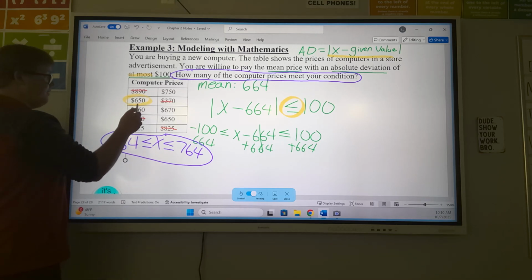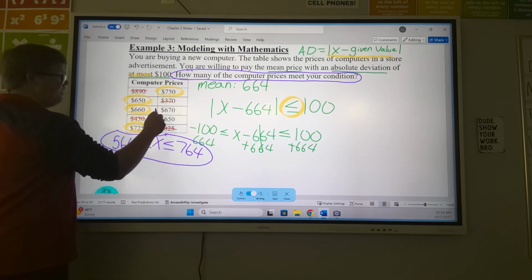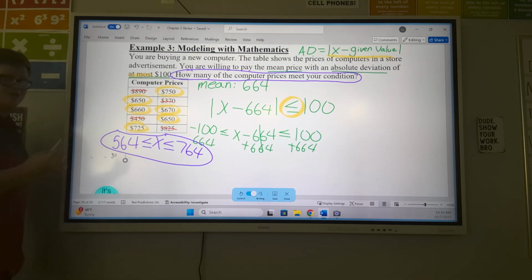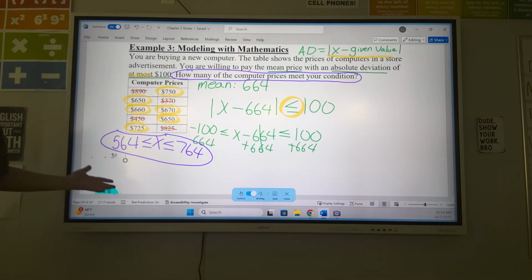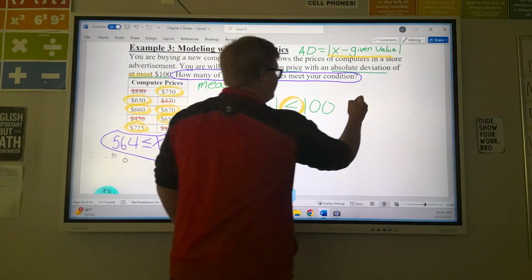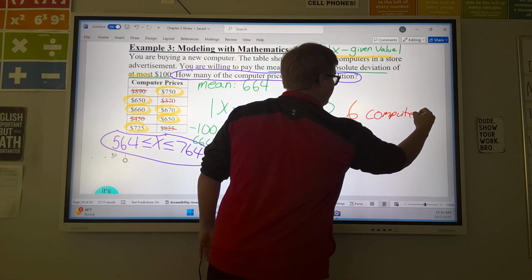So $650, $660, $625, $725, $750, $670, and $650. That is 6 computers. We're answering the question, how many computer prices meet your condition? Well, you know 6 of them do, so 6 computers.